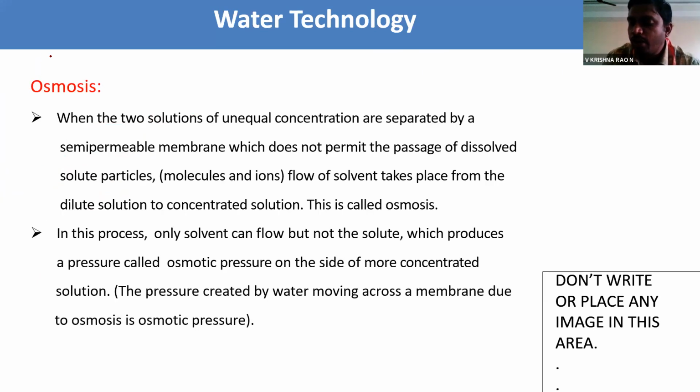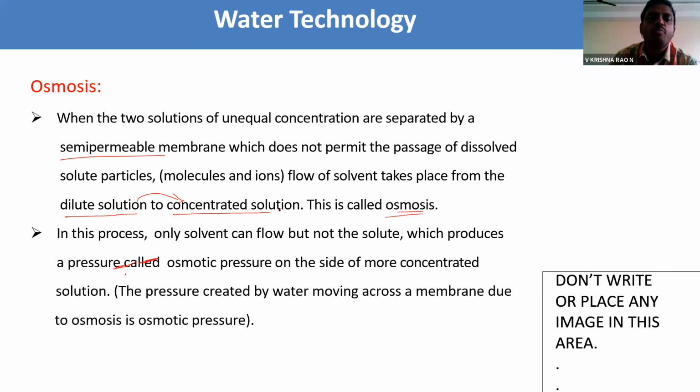Now coming to the definition of osmosis, what does osmosis actually mean? When two solutions of unequal concentrations are separated by a semi-permeable membrane, which does not permit the passage of dissolved solute particles like molecules and ions, flow of solvent takes place from the dilute solution to the concentrated solution, that is, from low concentration to high concentration. This process is called osmosis.